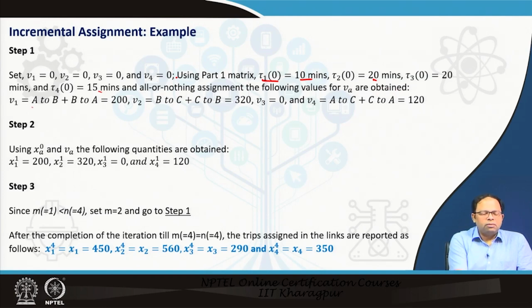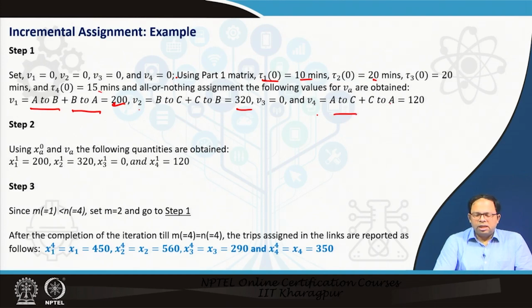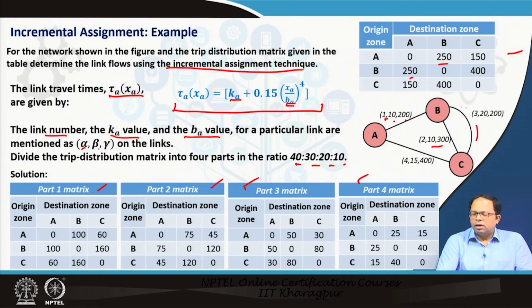V1 is equal to A to B plus B to A. We are adding both directions together, so that comes to 200. V2 is B to C plus C to B, that is 320. V3 is equal to 0 and V4 is equal to A to C and C to A. V3 equal to 0 means we are not assigning any traffic or volume on this particular link, because it is more than this one.